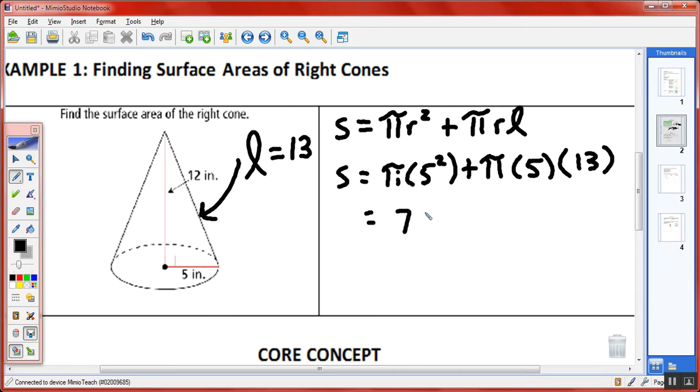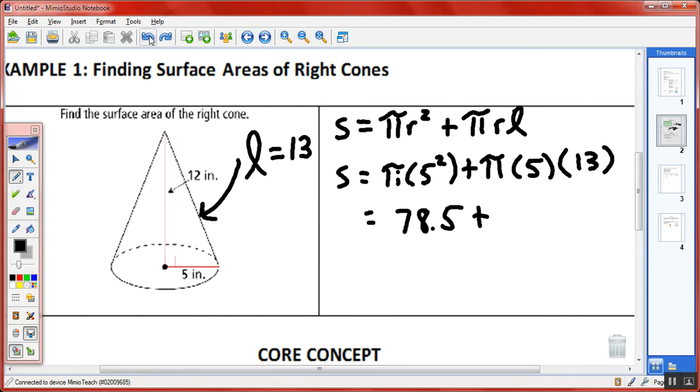78.5. Somebody run pi times 5 times 13. 1020.5. Is that what everybody gets? That seems kind of high to me. 204.2. How did I get such a large number? I don't know.